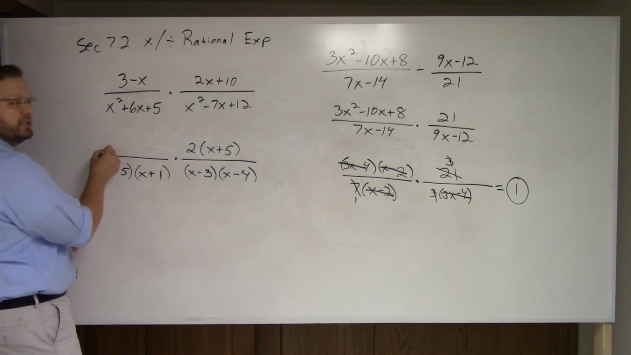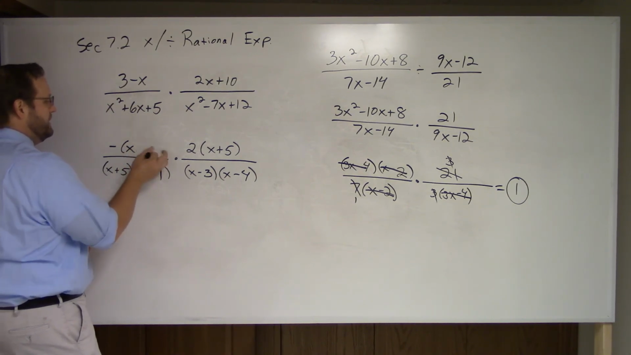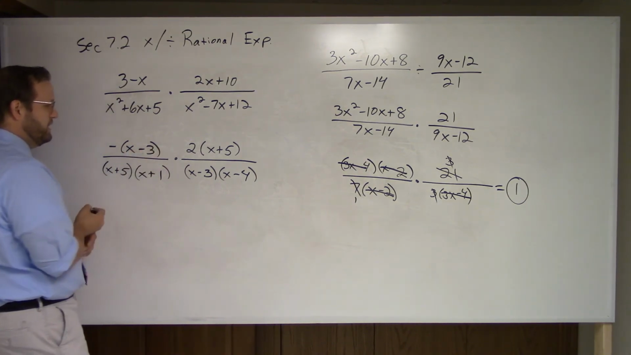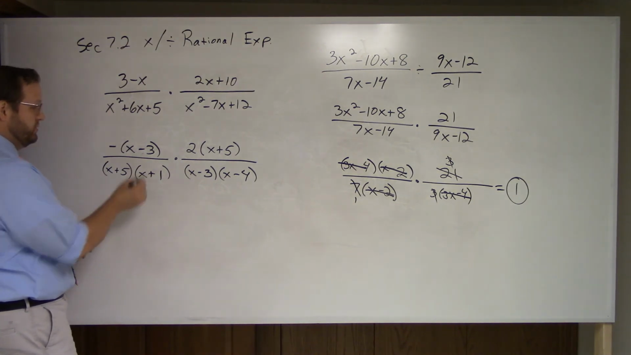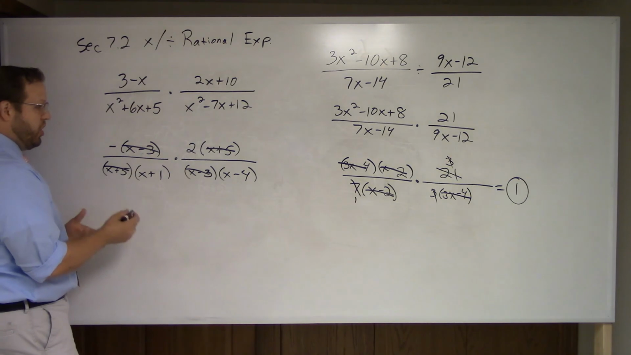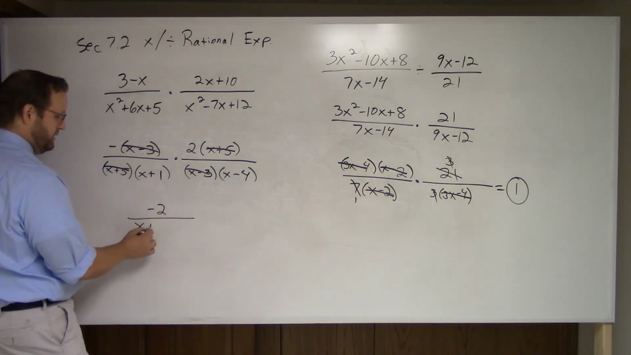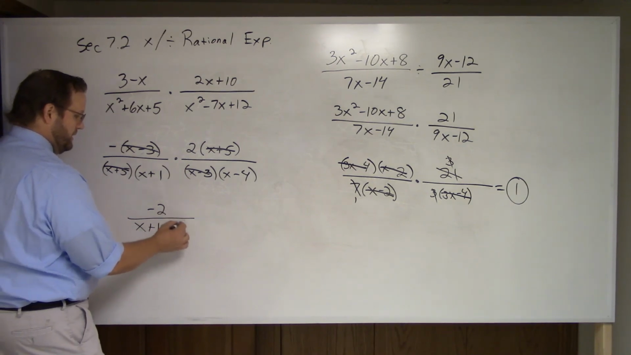And then this, notice it's opposite order. So I'm going to take out that negative, and we're here. Now I just reduce. Gone, gone. And all that's left is a negative 2 over x plus 1 and an x minus 4.